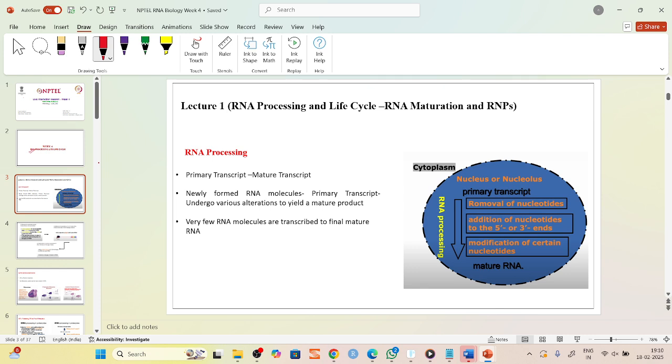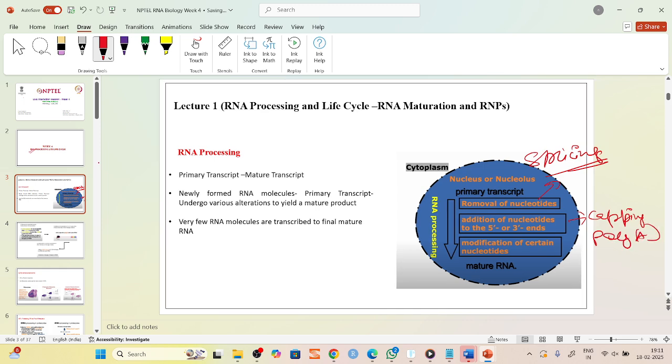What are those modifications? First one is the removal of certain nucleotides, addition of nucleotides to the 5' or 3' ends, and modification of certain nucleotides. So when I talk about removal of nucleotides, essentially we're talking about splicing. Okay. Addition of nucleotides to the 5' and 3' end, what are we talking about? 5' capping and 3' poly A tail addition. And modification of certain nucleotides, certain kinds of methylation or demethylation, whatever. So these events convert a primary transcript into a mature RNA, and then only it comes out of the nucleus.